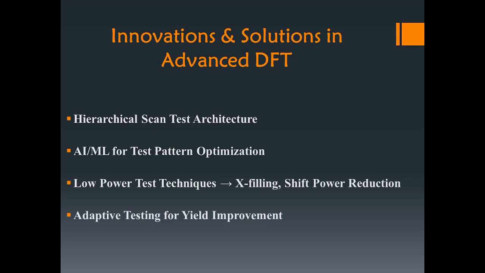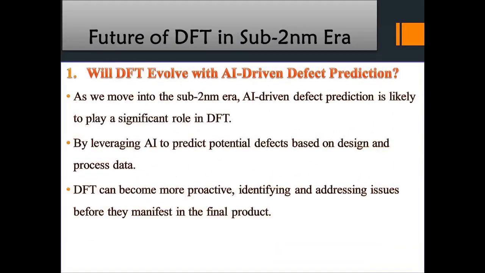So the last one is adaptive testing for yield improvement. Adaptive testing involves dynamically adjusting test parameters based on real time data from the manufacturing process. So this approach can help improve yield by identifying and compensating for process variations, which reduces the likelihood of false positives and over testing, so in which we can improve our yield. So these are the innovations and solutions for this advanced DFT.